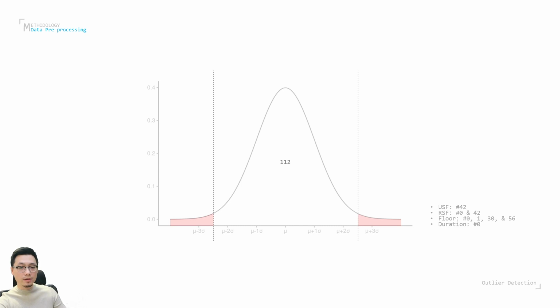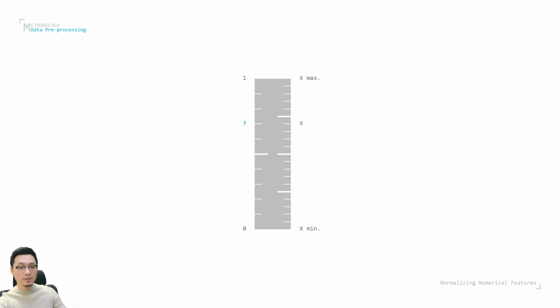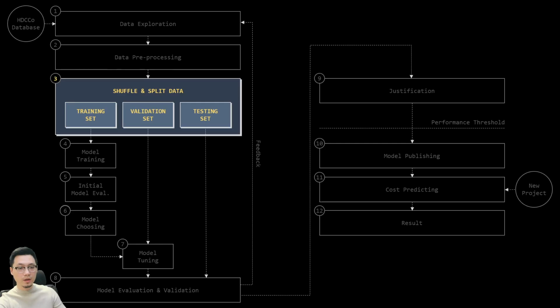5 data points located outside of the 2.5 standard deviation boundaries are then removed. The last part of data preprocessing is normalizing numerical features. This is to make sure that all the features are within the same scale, that is, between 0 and 1. With well-processed data points, it is time to shuffle and split them.